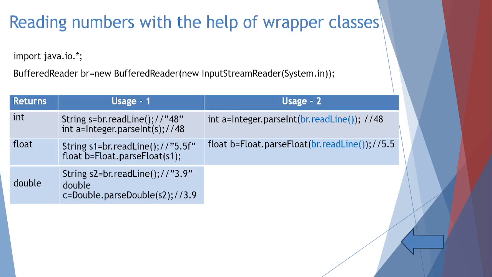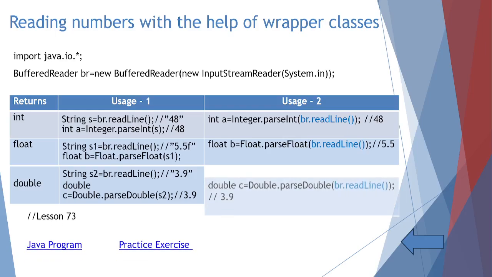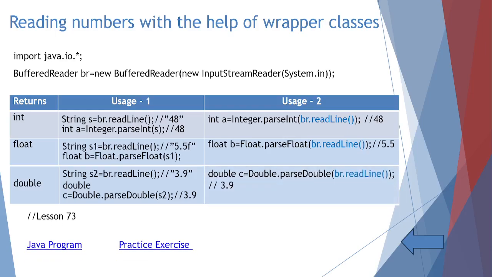The difference between a string and an integer is that a string cannot participate in calculations, whereas integers can be added, multiplied, any arithmetic operation we can perform. That's why we are using wrapper class methods to convert strings to integers or floating point numbers. Similarly, we can use double c = Double.parseDouble(br.readLine()) directly. So 3.9 would be stored if the user enters 3.9.